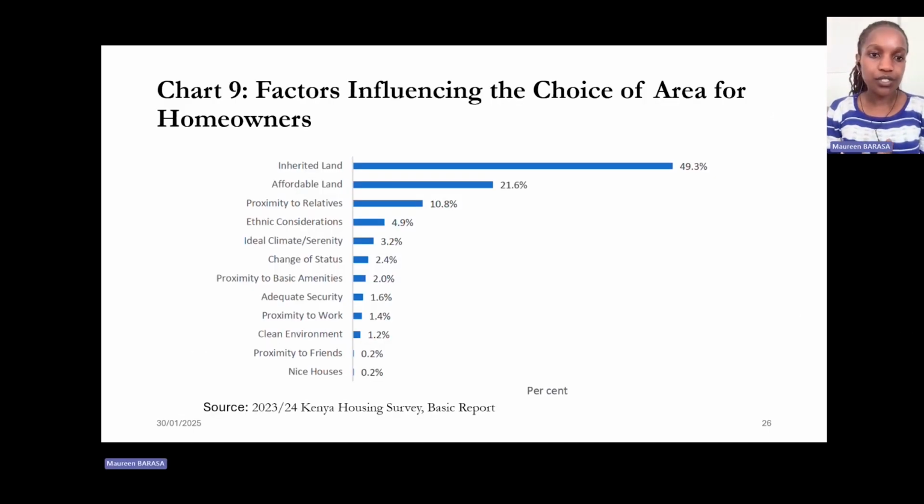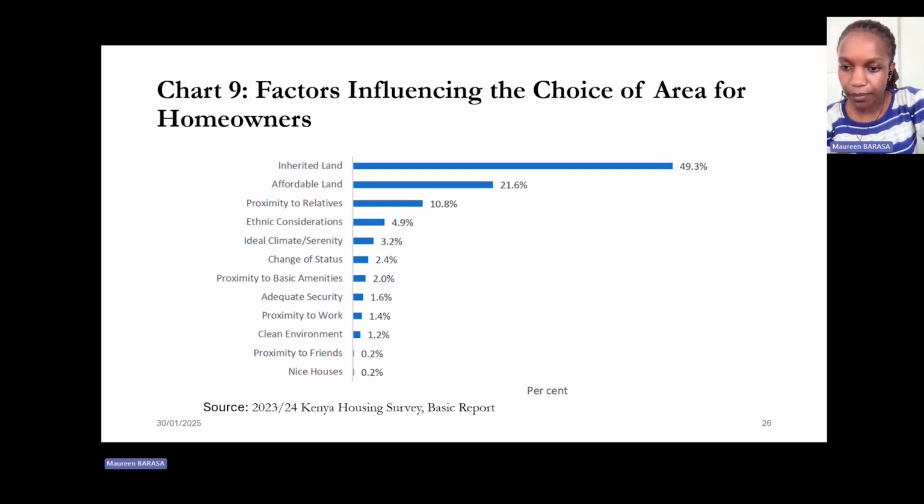And for factors influencing the choice of area of homeowners, the land issue plays a huge role here, because most people prefer to build on inherited land, and this comes from reduced land costs, because you just have to do the construction maybe from readily available materials and acquire labor, and also affordable land. So land costs also translate to income. Yeah, they play a huge role in the choice of area for homeowners.